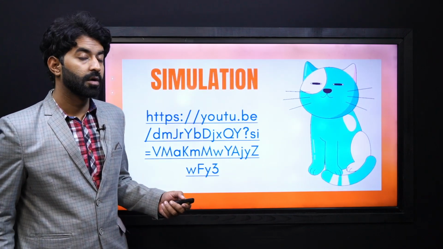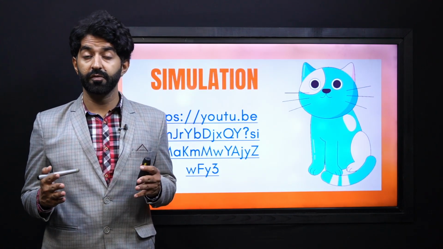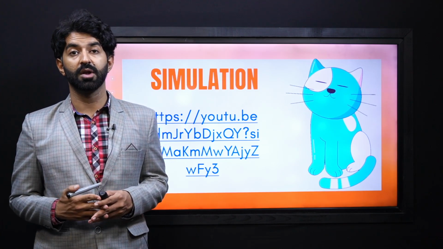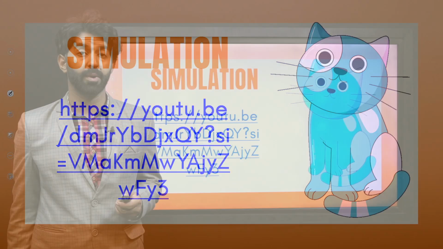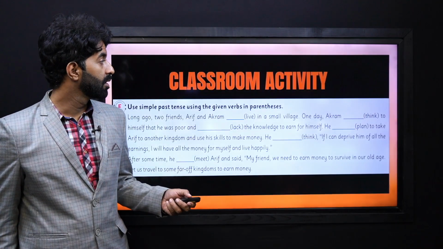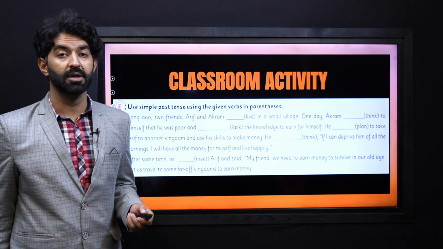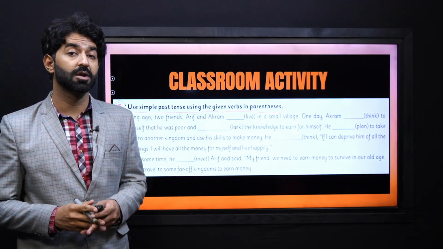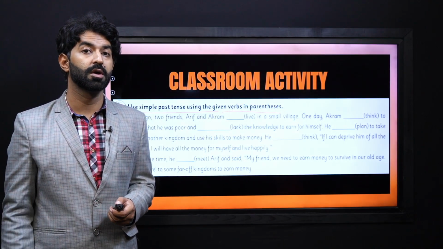Now, after learning about all these different forms of verbs, you can watch this simulation link to learn more about past simple tense. This is your classroom activity that you are supposed to do. You will be using simple past tense using the given verbs in parentheses. The verbs are given in the parentheses. Now you have to make them into the simple past tense.